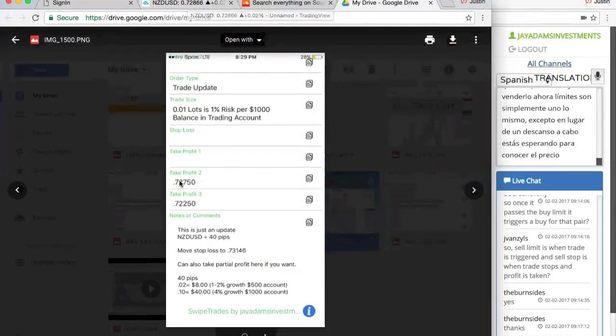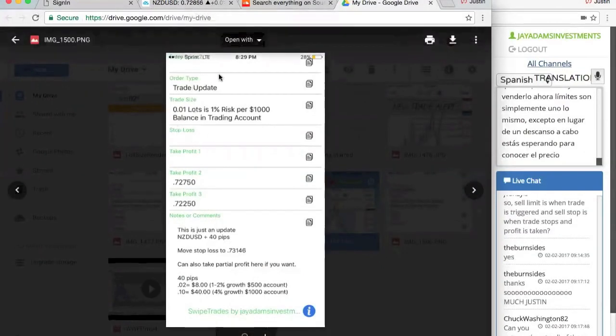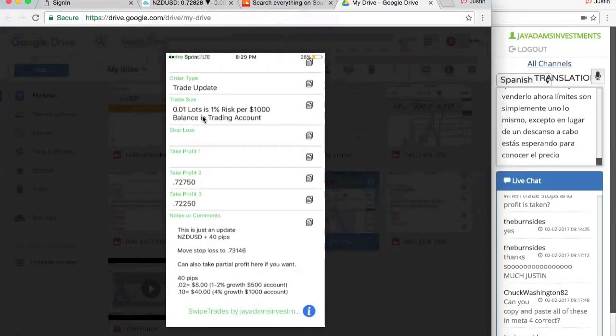It doesn't matter if these take profit points are here. Read the notes, the comments, and the order type. The order type says trade update. It doesn't say new trade alert. It doesn't say buy. It doesn't say sell. It doesn't say limit. It doesn't say anything of that. It just says trade update. So it's simply an update of a previous call that is now either hitting stop loss or is now in profit. This one is now in profit plus 40 pips.